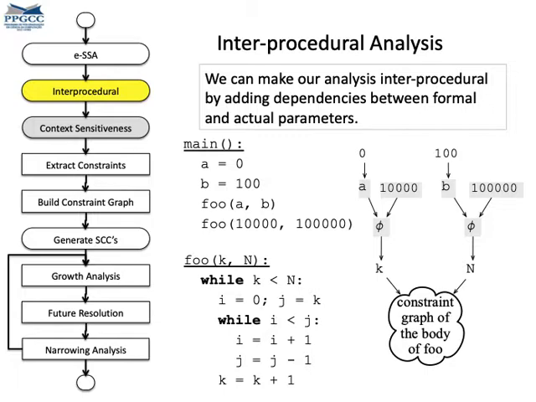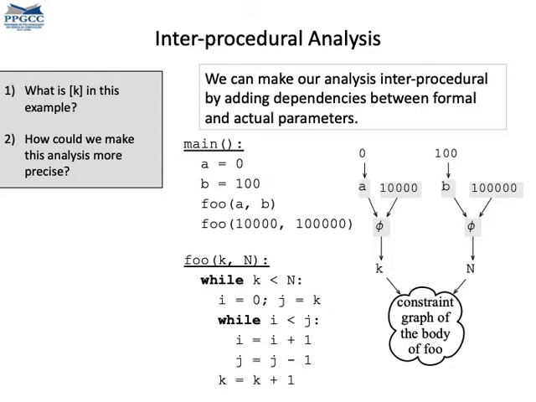First, to make the analysis more precise, we can make it inter-procedural. That means that the analysis will run across functions, passing information acquired in a function to other functions. The typical way of doing this is to connect actual and formal arguments of functions. So in this example, we are connecting variable a and the constant 10,000 with the formal parameter k, which is declared in the signature of function foo. To implement these copies, we can use phi functions, like the figure on the right.